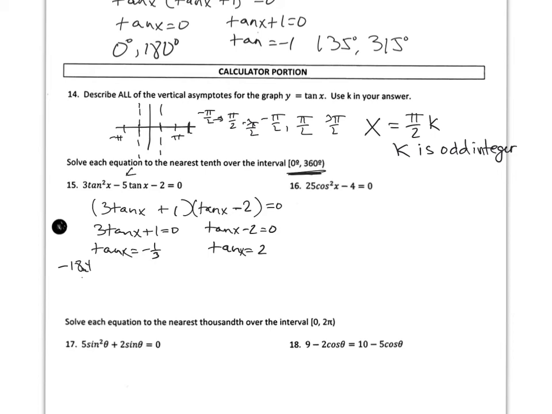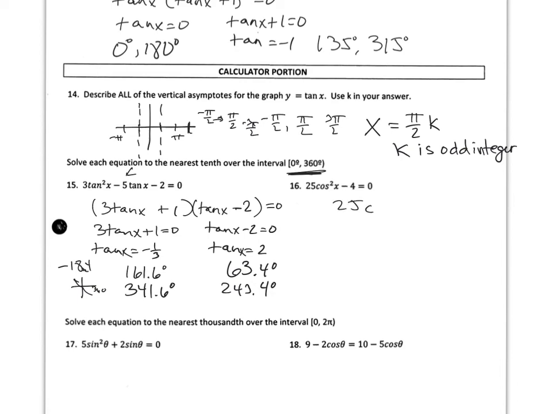So we know that tangent is negative here and here. So we're going to do 180 minus 18.4, 161.6. And then we're going to do 360 minus 18.4, so 341.6 degrees. Over here, we get a nice answer right out of the calculator, which is 63.4. And putting this in the third quadrant, so 180 plus that number, 243.4 degrees.